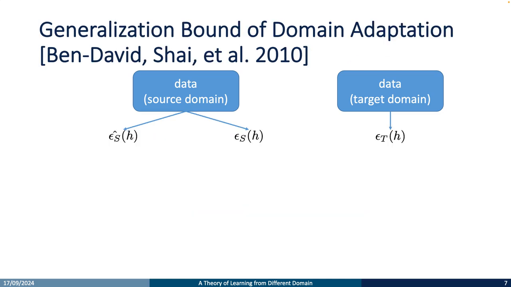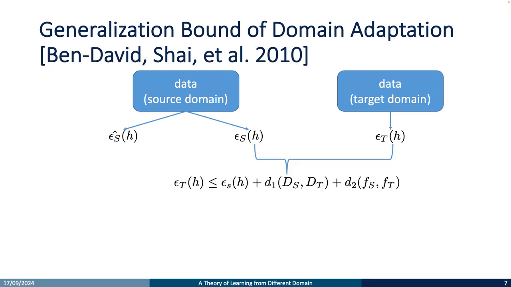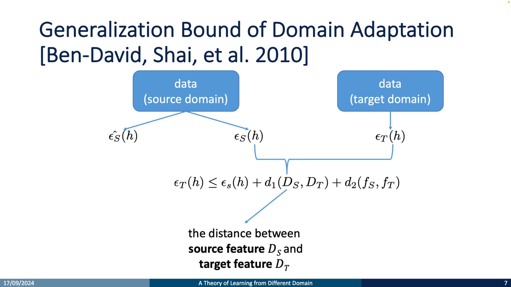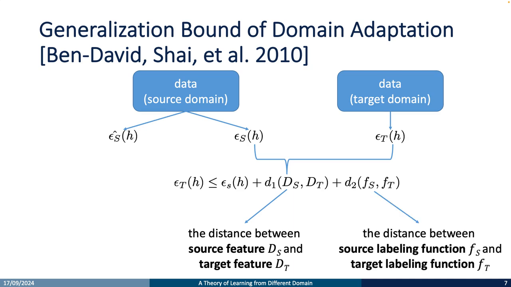The generalization bound for domain adaptation was proposed by Ben-David Shai et al. in 2010. In this work, a generalization bound for domain adaptation was introduced. This bound includes two additional terms. The first term measures the distance between the features of the source domain, ds, and the target domain, dt. The second term measures the distance between the labeling functions of the source domain, fs, and the target domain, ft.